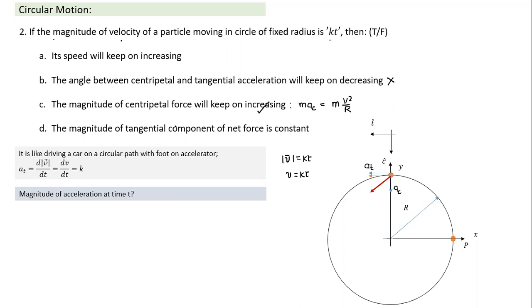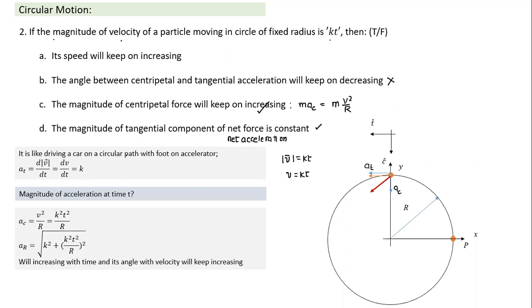The magnitude of tangential component of net force is constant. To calculate the tangential component of net force, we can first calculate the tangential component of net acceleration, and we multiply by m to get the tangential component of force. So what is the tangential component of acceleration? We have already calculated that the tangential component of acceleration is constant. So this magnitude is constant. This statement is correct.